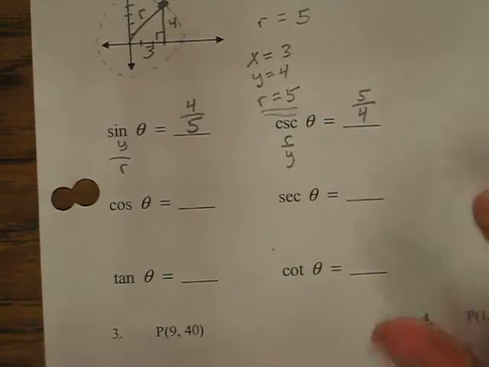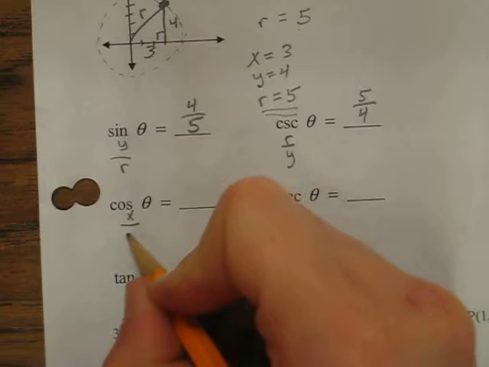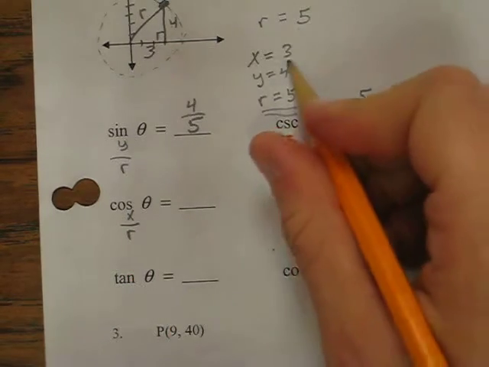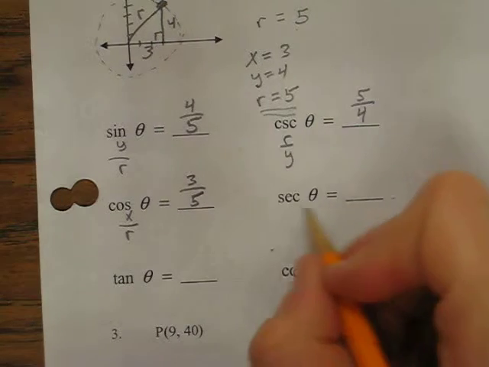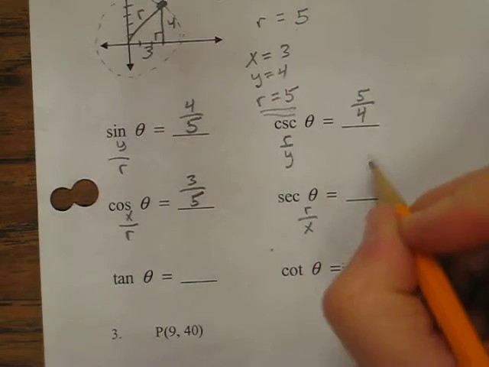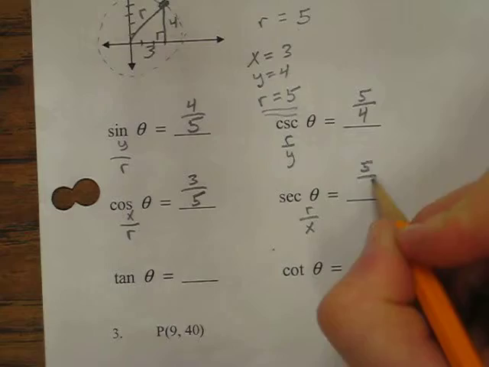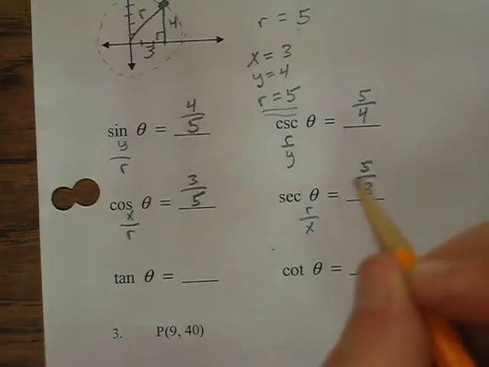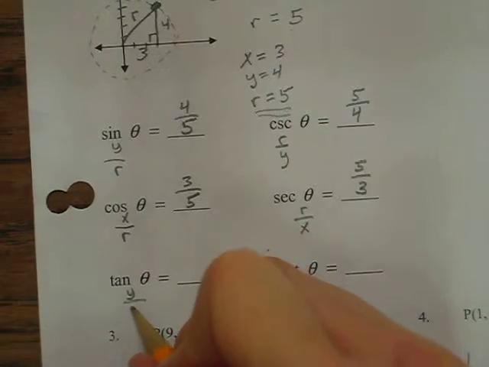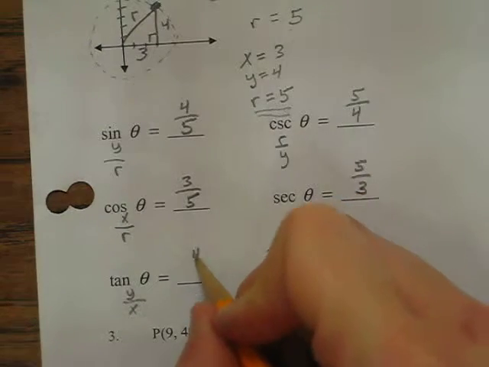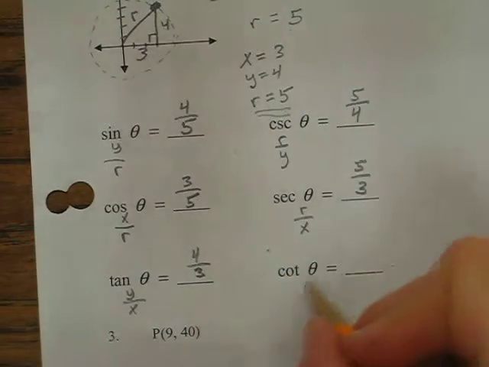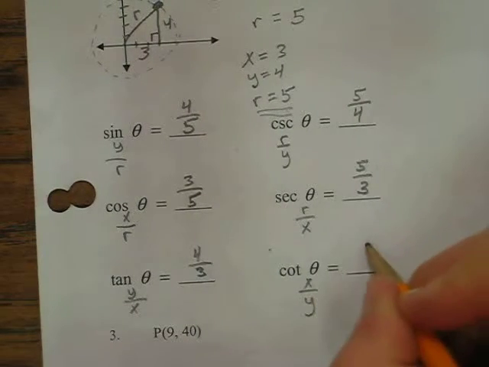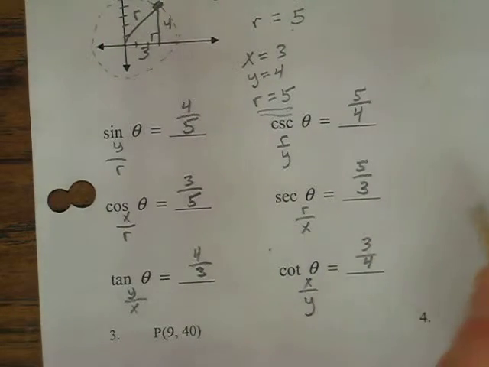So you can probably do cosine as long as you know the definition. The definition of cosine is x over r. So since x is 3, r is going to be 5. The reciprocal definition for secant, r over x, we are going to get 5 over 3. And tangent is y over x. y is 4, and x is 3. Cotangent is x over y. x is 3, and y is 4.